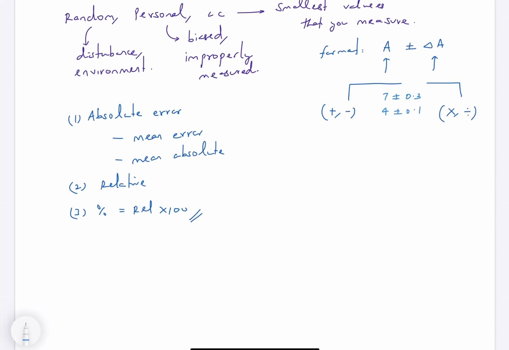So for adding or subtracting, let's see it for adding. For adding, what you're supposed to do is just add them up. Just add them. No need to worry about anything. 7 plus 4 is 11, plus or minus 0.3 plus 0.1. And also remember, errors are always to be added up, irrespective if it's an addition or a subtraction.